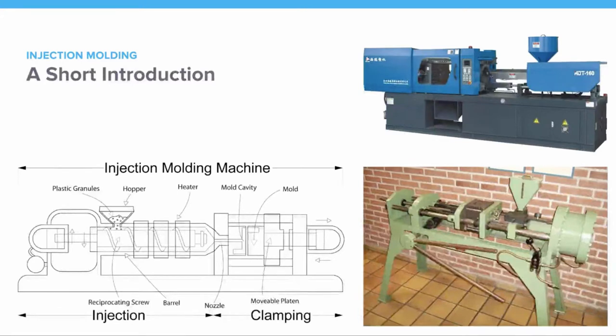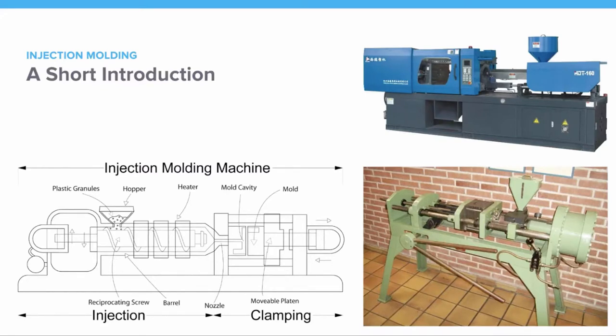This was first patented by a man named John Wesley Hyatt in 1872. It was used to make collars, stays, buttons, and combs out of celluloid. The next two big developments were in 1946 and 1956. In 1946, the reciprocating screw that you can see in the bottom diagram was invented, and then in 1956 it was improved upon, and that improvement allowed injection machines to reach modern levels of efficiency and quality.